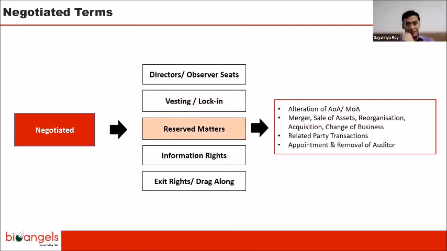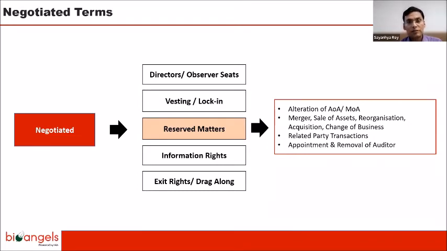Moving on to the next, reserve matters. Again, reserve matters are pretty much standardized to a large extent, but we have gone back into our own master list of reserve matters, and we have been able to chop it down significantly, so that we are not unnecessarily burdening the company and the founders on reserved matters which are not really necessary.